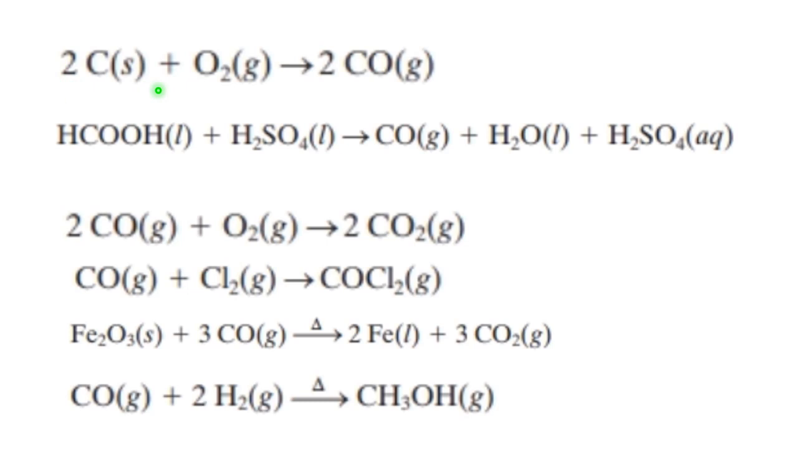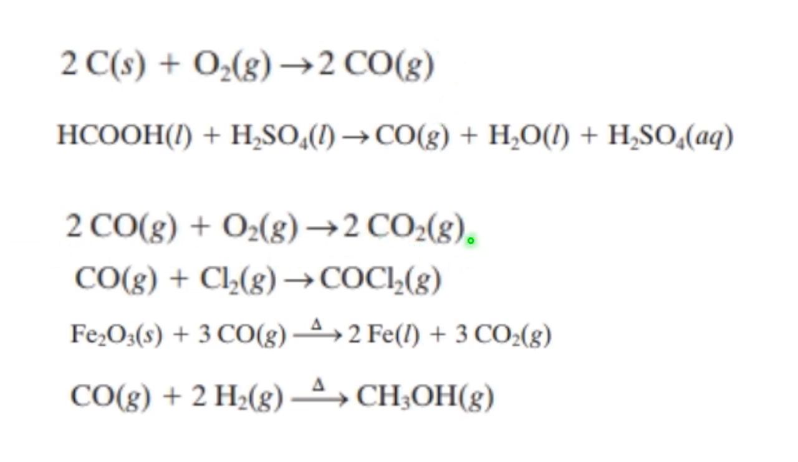Carbon monoxide is obtained by reaction of carbon with oxygen, but most commonly by reaction of formic acid with sulfuric acid. In this case, formic acid loses water to sulfuric acid, forming sulfuric acid hydrate, and carbon monoxide boils out.